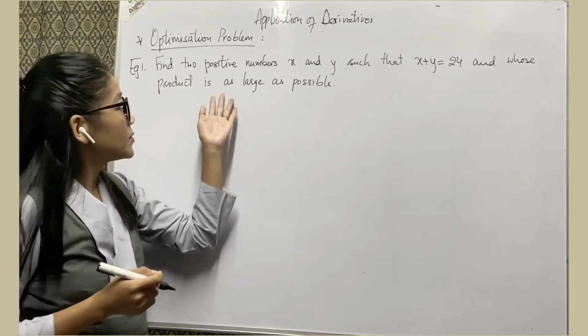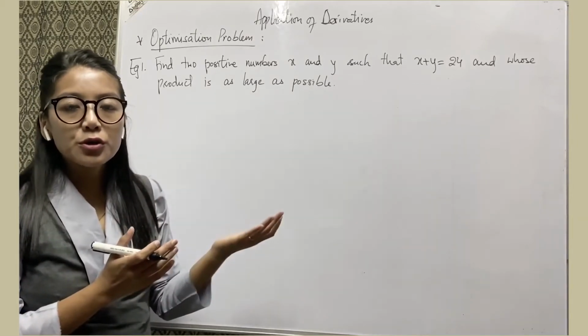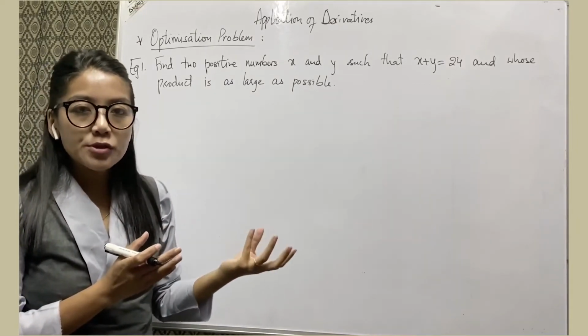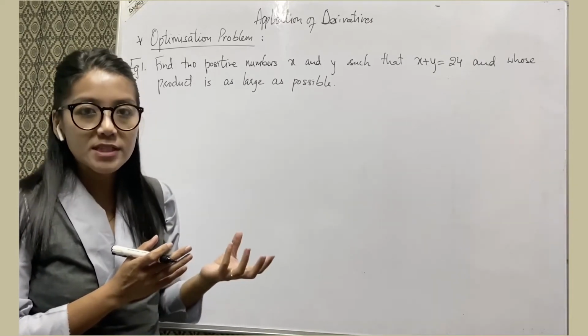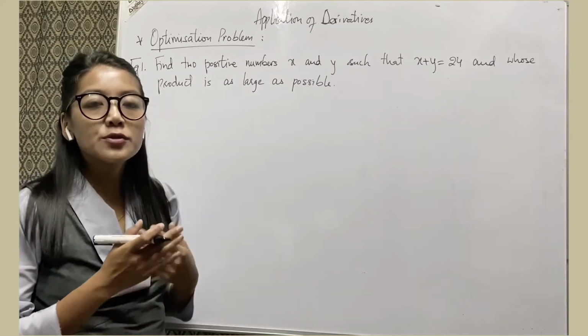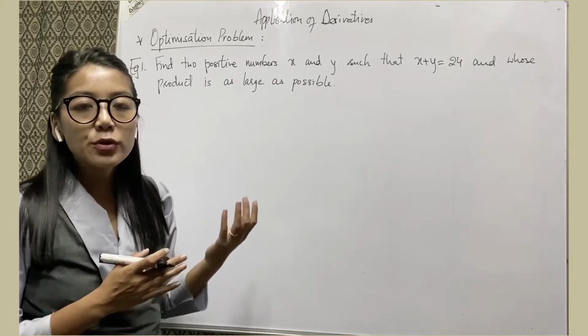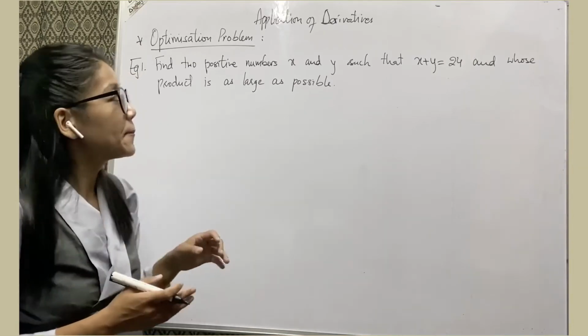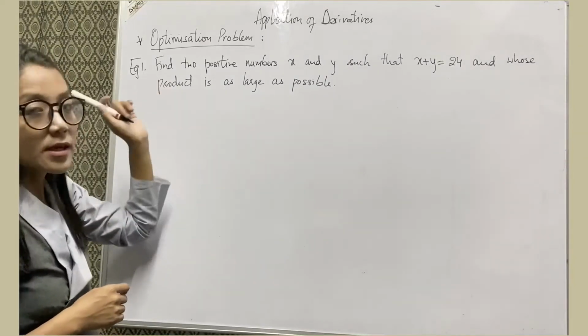Now first we will take one simple example before going to a typical optimization problem of mensuration quantities. First we will take one simple example and then you will try to understand how these questions are to be solved. All the patterns we are going to follow here are the same. Now let's read this question carefully.